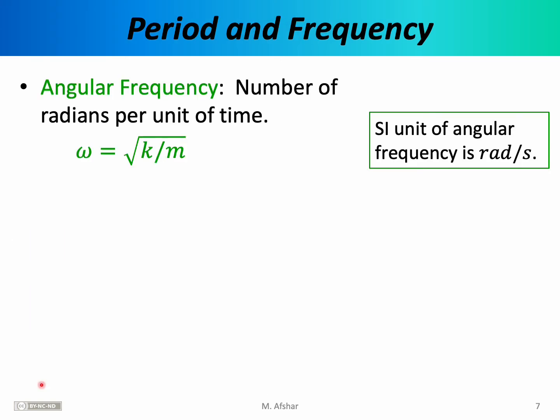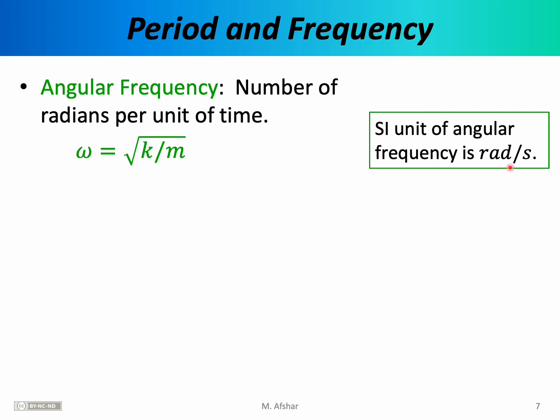The three parameters A, omega, and phi, amplitude, angular frequency, and phase constant, help us describe the oscillations of a simple mass spring system. We've already seen that omega can be expressed as the square root of k over m, where k is the spring constant and m is the mass of the object attached to the spring. The SI unit of angular frequency is radians per second.